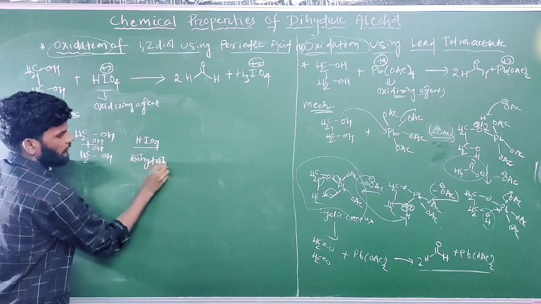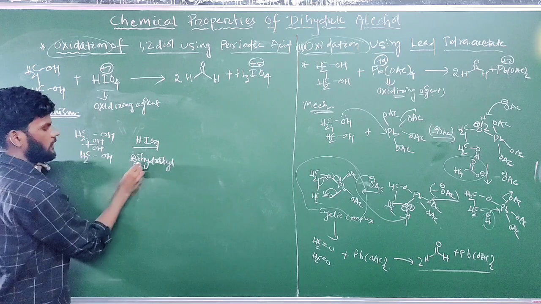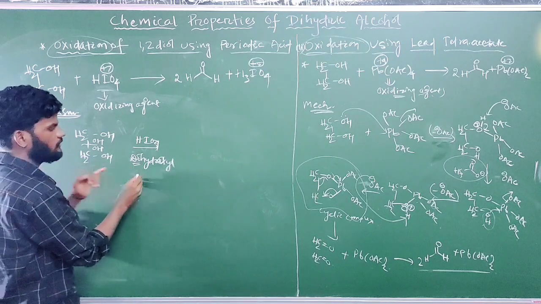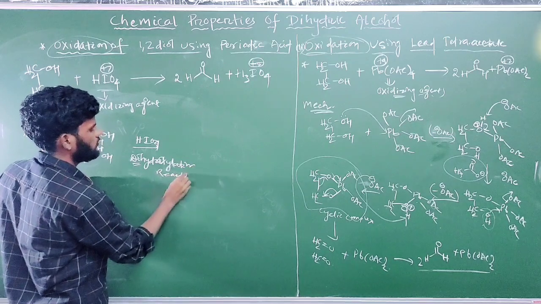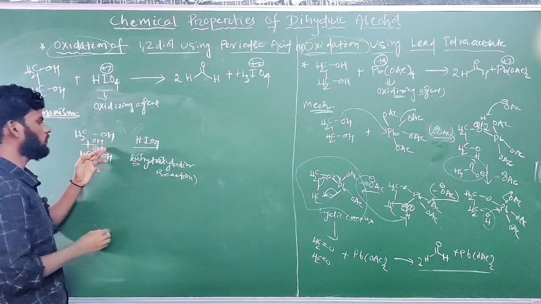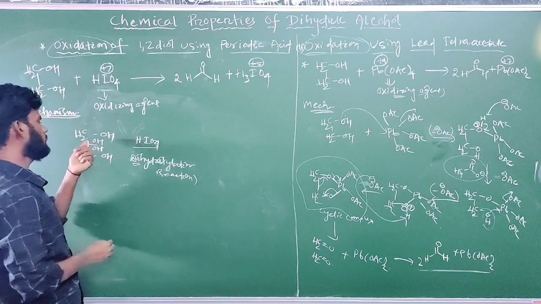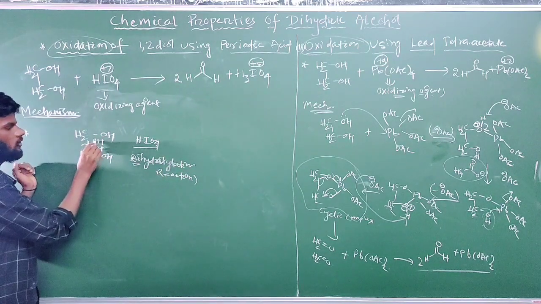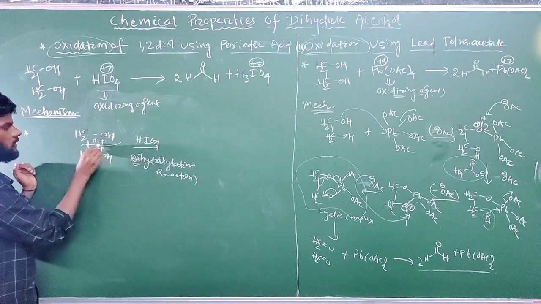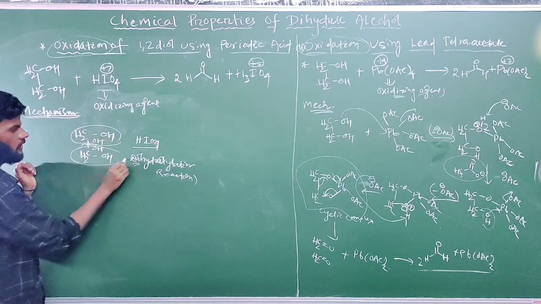Hydroxylation means a hydroxyl group will add, and di means two, so dihydroxylation. Two hydroxyl groups add to both sides of the broken bond. So what will it form? If this bond breaks, with OH on this side and OH on this side, then what is the product here, and what is the product here?